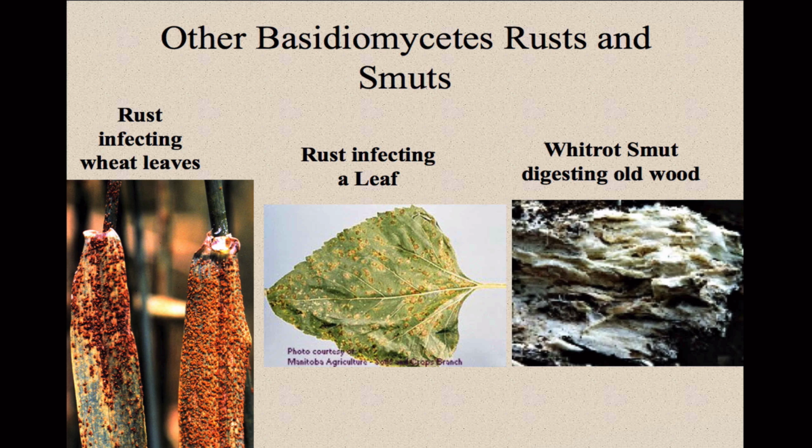And some other basidiomycetes are rusts and smuts. So rusts and smuts generally will infect plants. So rust will infect wheat leaves and cause a lot of crop damage. You know, fungus breaks down organisms. It's a decomposer, and it's extremely important in our environment to break down these different dead plant matter and dead animal matter. But when it starts to break things down before we're ready, like when it starts to break down our crops or our gardens, we're not too happy with it.